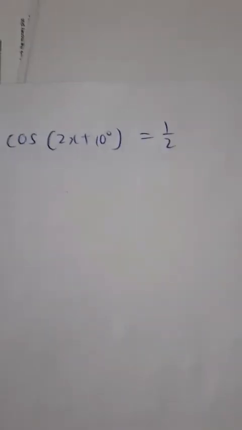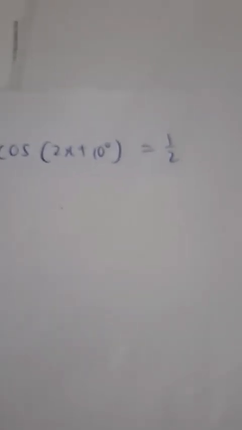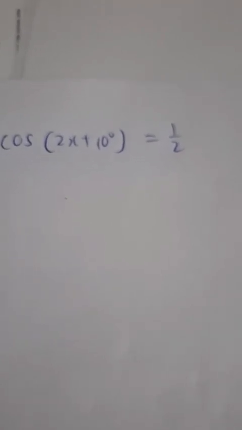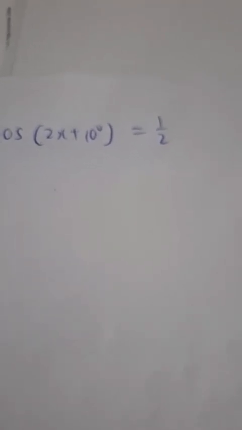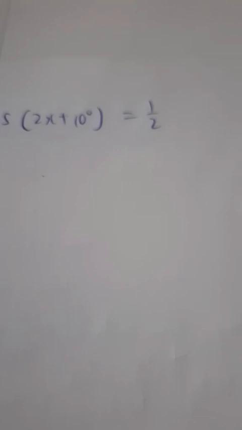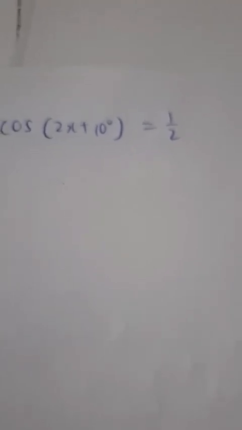Let's go on to another type, slightly. Okay, can you see this one? Cos 2x plus 10 degrees is equal to a half. Ready to go? Can we do it? Cos 2x plus 10 is equal to half.